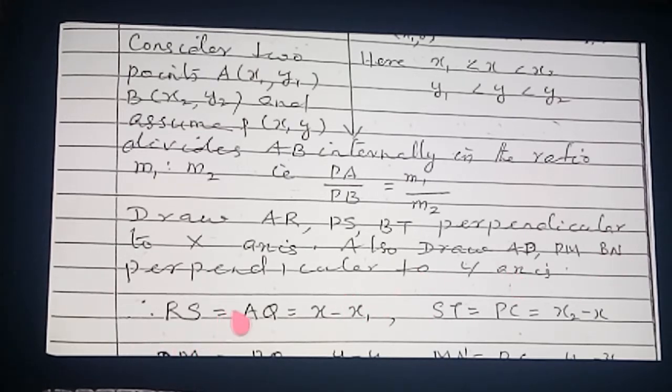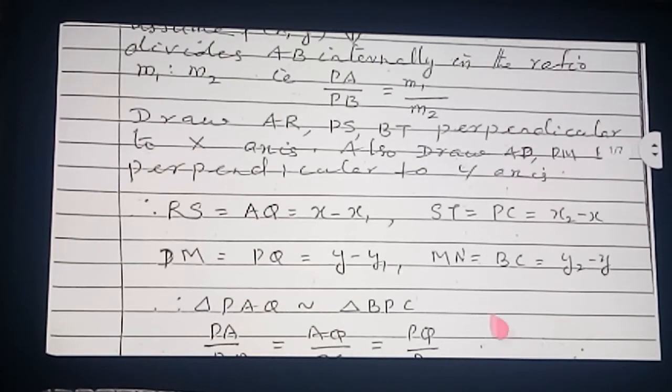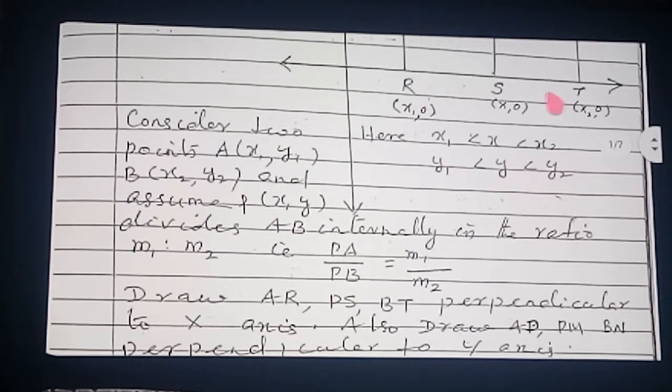Therefore RS is the same as AQ, its value is written. ST is the same as PC, its value is written. And DM and PQ is the same as y minus y1, and MN is the same as BC, which is equal to y2 minus y. These are all the points in the diagram I explained and given properly. Okay.